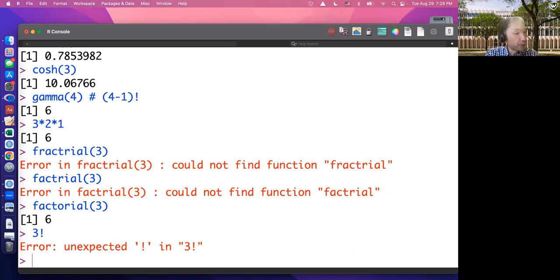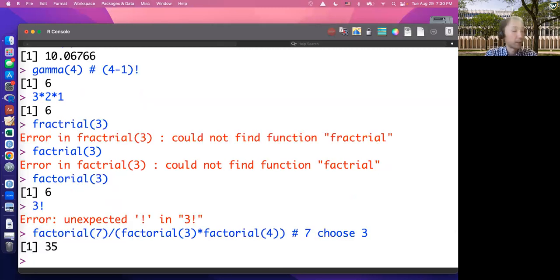So for combination and permutation, probably we don't have any ready-made function. So we have to calculate, for example, if you want to calculate 7 choose 3, then you have to put this as factorial 7 divided by factorial 3 times factorial 4. So this is 35. There are 35 ways to choose 3 out of 7.